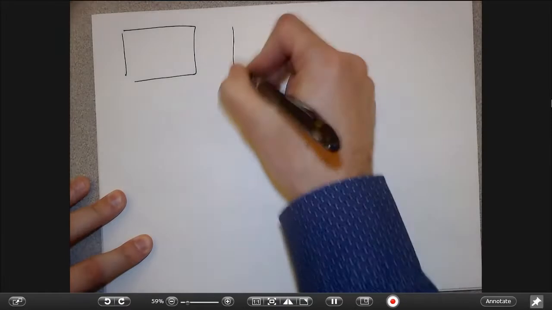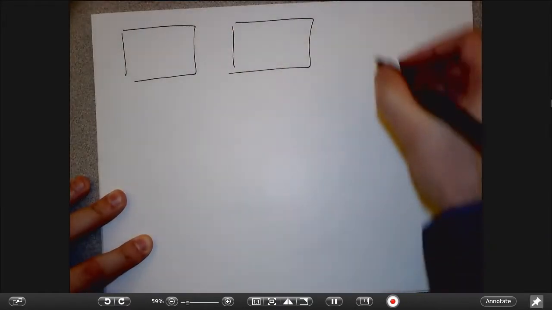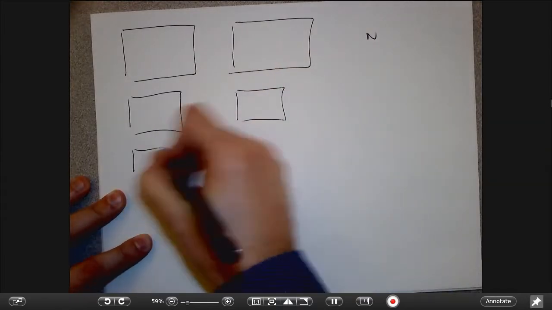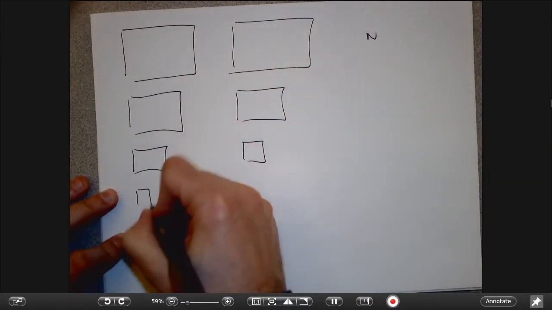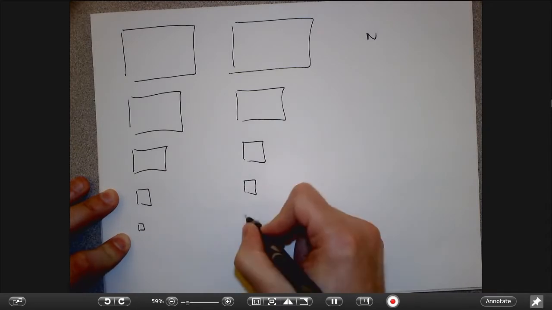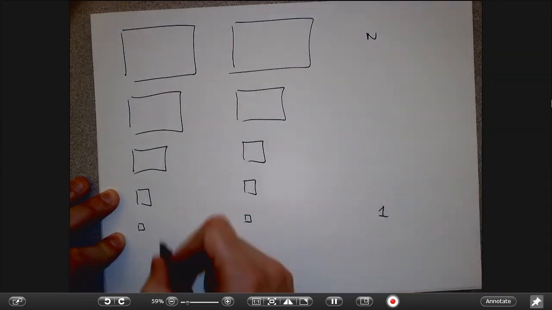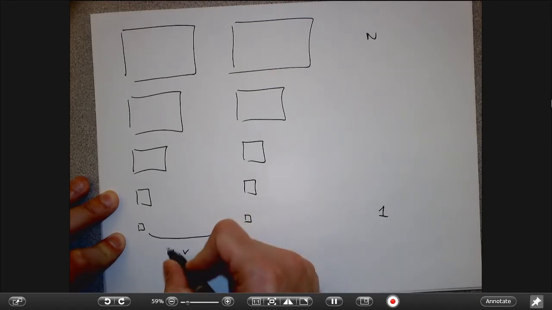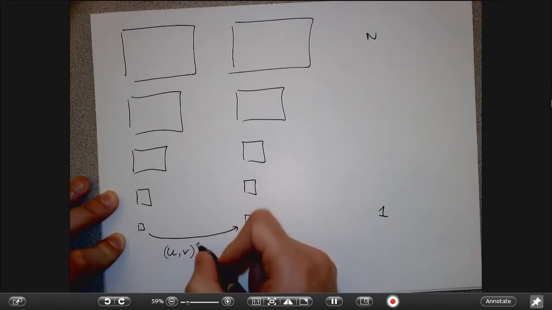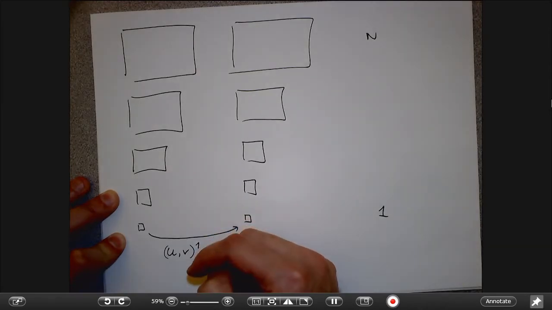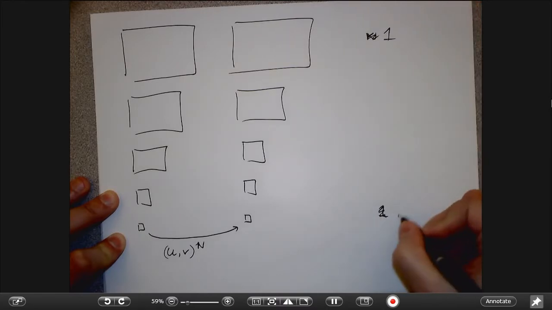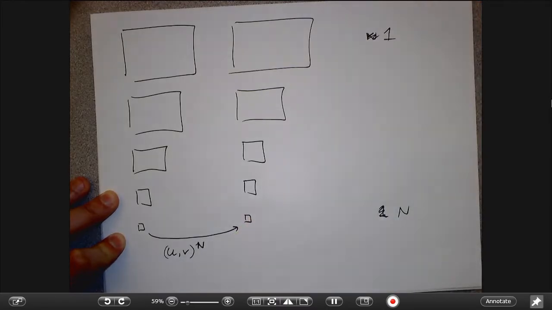I realize I did this wrong. So the idea is that I have the highest level images. So these are basically the N level images. And these are the 1 level images, right? So this would be my UV flow at level 1. Level N, sorry. Actually, I marked this wrong. This is 1, this is N. Right. So this is my UV flow at level N.